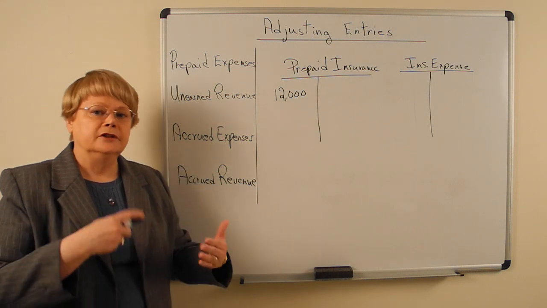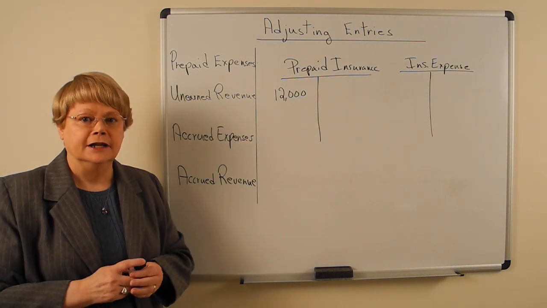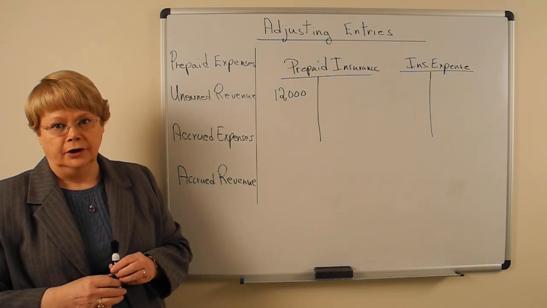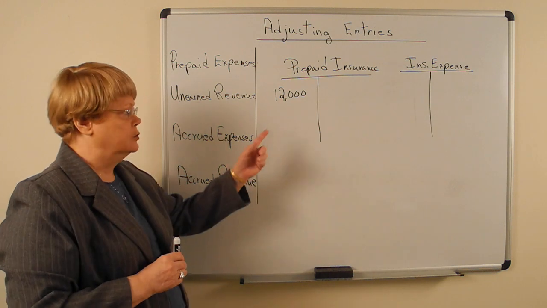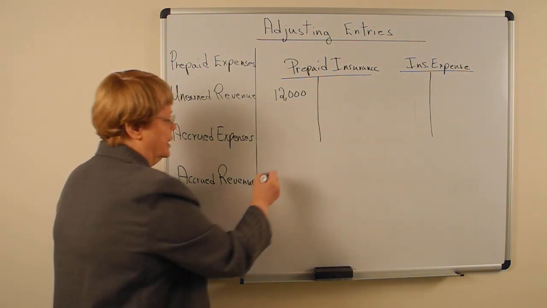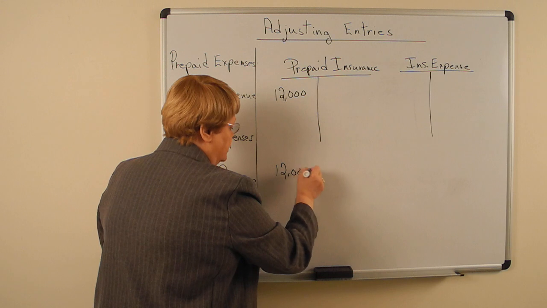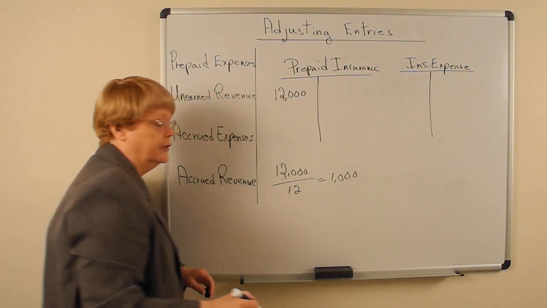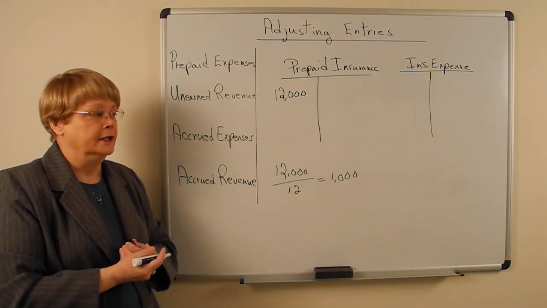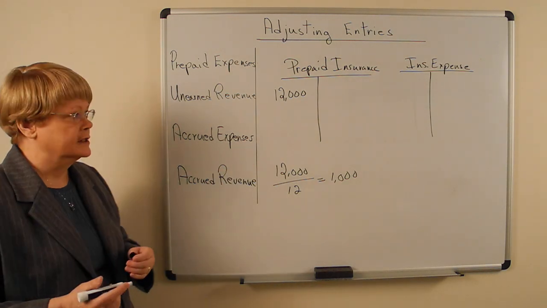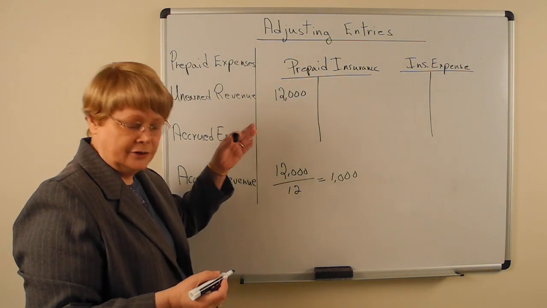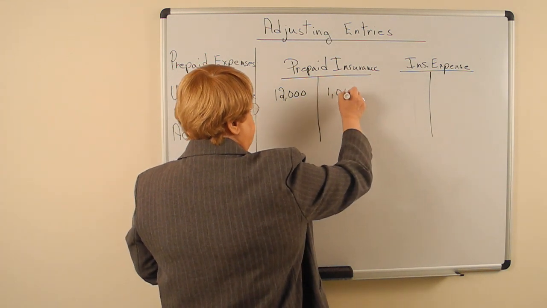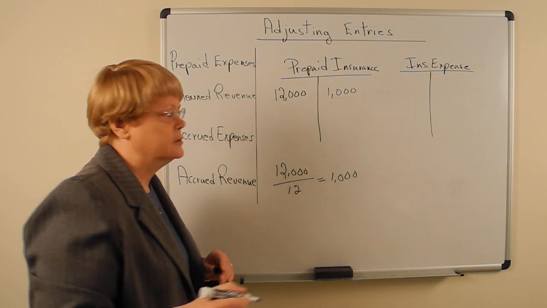What we want to do when we get to the end of a period is actually take the expense for that period. So let's say we've gotten to the end of the first month, okay? This is a 12-month policy, so 12,000 divided by 12 equals 1,000. So that's the amount that we're going to adjust out of prepaid insurance and put into insurance expense. To decrease prepaid insurance, we're going to credit it. And to increase insurance expense, we're going to debit it.